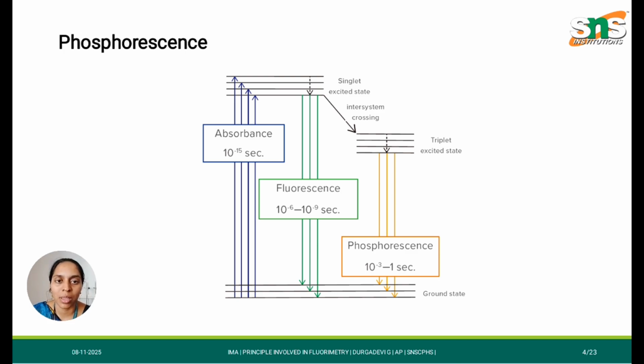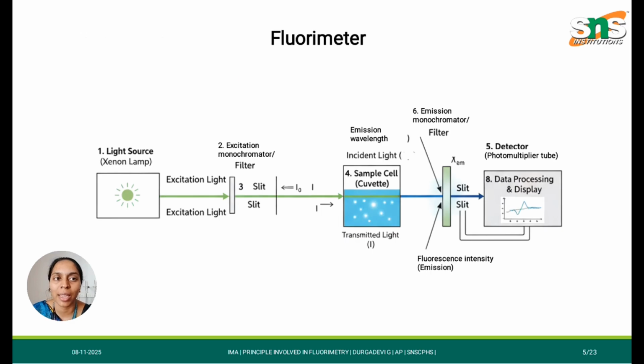So when the incident light is cut off, the fluorescence will also cut off. But when the incident light is cut off, the phosphorescence can last for some duration of time because it is called as a delayed fluorescence, and its time is more than that of the absorbance. That is, the absorbance time is 10 to the power of minus 15 seconds.